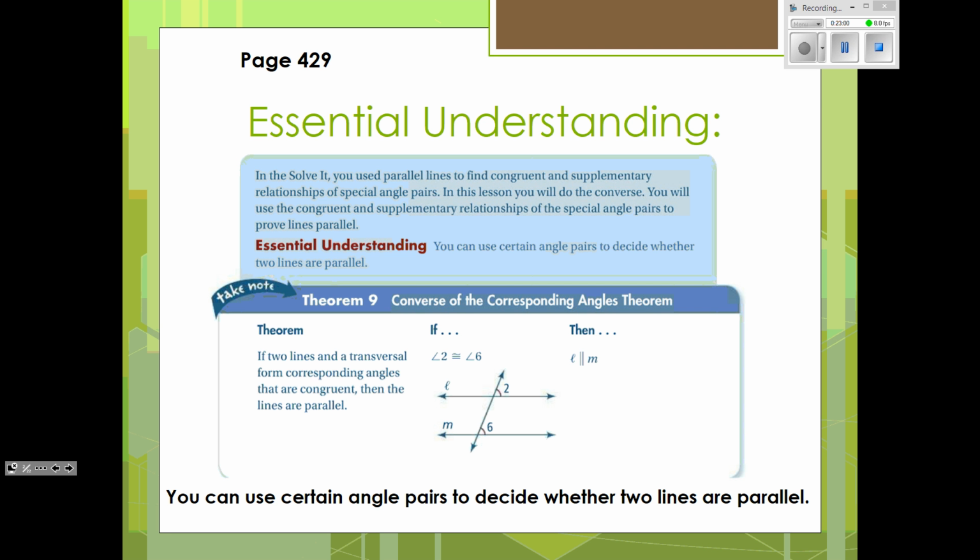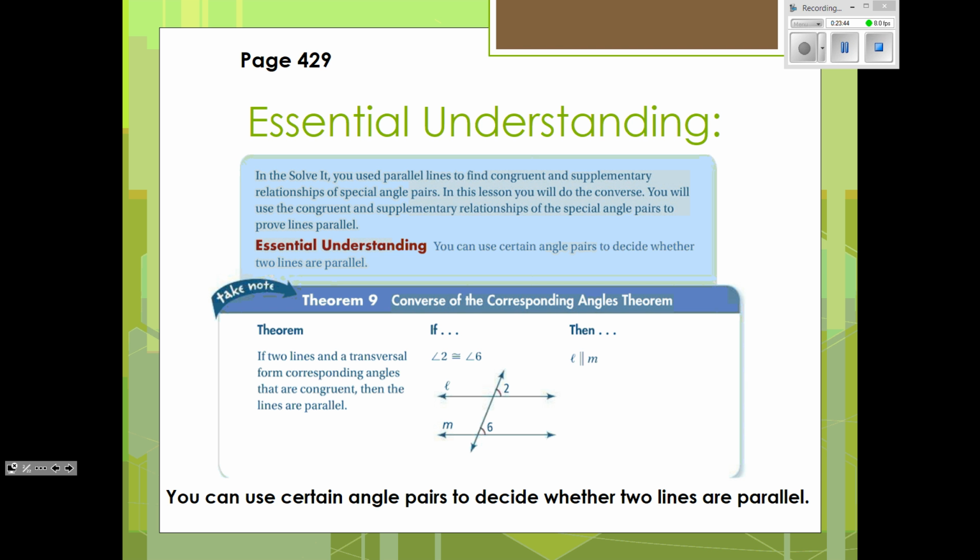Now, in math, when we make a converse statement, most of the time, and really in this class, converse statements will be true. So the converse of the corresponding angles theorem works backwards. It says that if we have corresponding angles that are congruent, then the lines that created them must be parallel. So you have to think backwards on this. That takes a little bit of effort for us mentally sometimes. If I know that angle 2 and angle 6 are congruent, then I know that line L and line M are parallel.